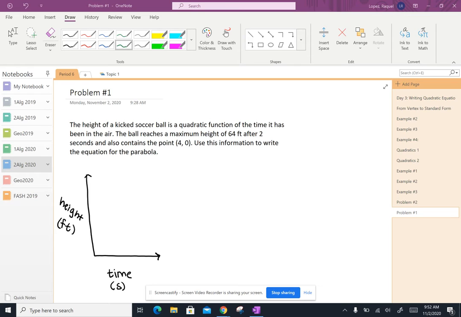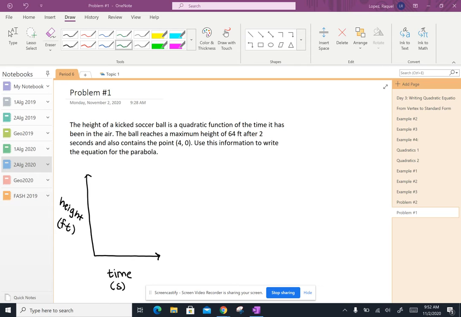So the first thing I notice is that this problem does not have a graph for me to reference. So I'm going to go ahead and draw one out, and you should as well, just to give yourself a visual and to start putting key pieces of information onto the graph so that we know how to set up our problem. So we're told that the height of a kicked soccer ball is a quadratic function of the time it has been in the air.